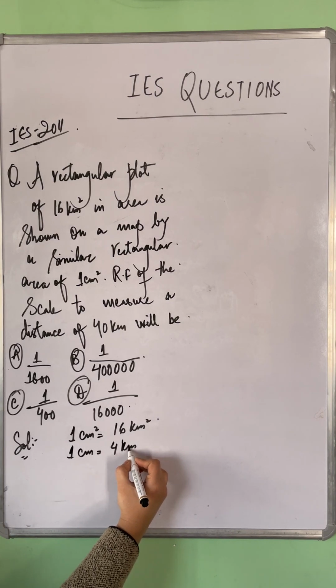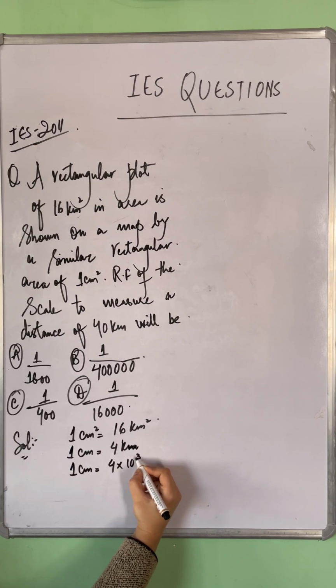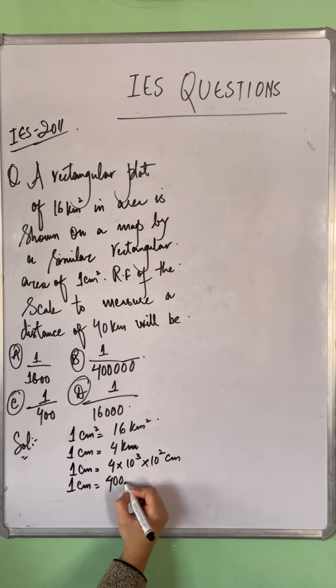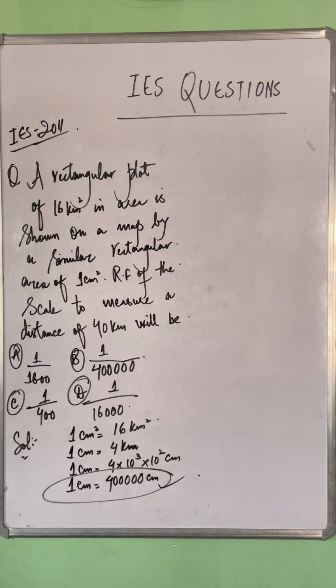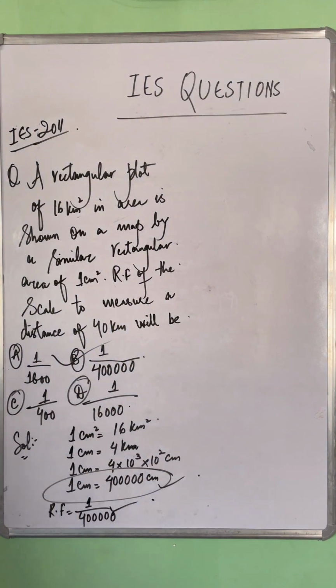This is my engineer scale, or I may write it like this: 10 raised power 3 into 10 raised power 2 centimeters. That means 1 centimeter is equal to 4 kilometers. This is my engineer scale, and my representative fraction will be 1 by 4 into 10 raised power 5, hence answer B is correct. Right? So I found the representative fraction of the scale, wherein every 1 centimeter on map represents 4 kilometers on the ground. All right. Let's move on and do the next question.